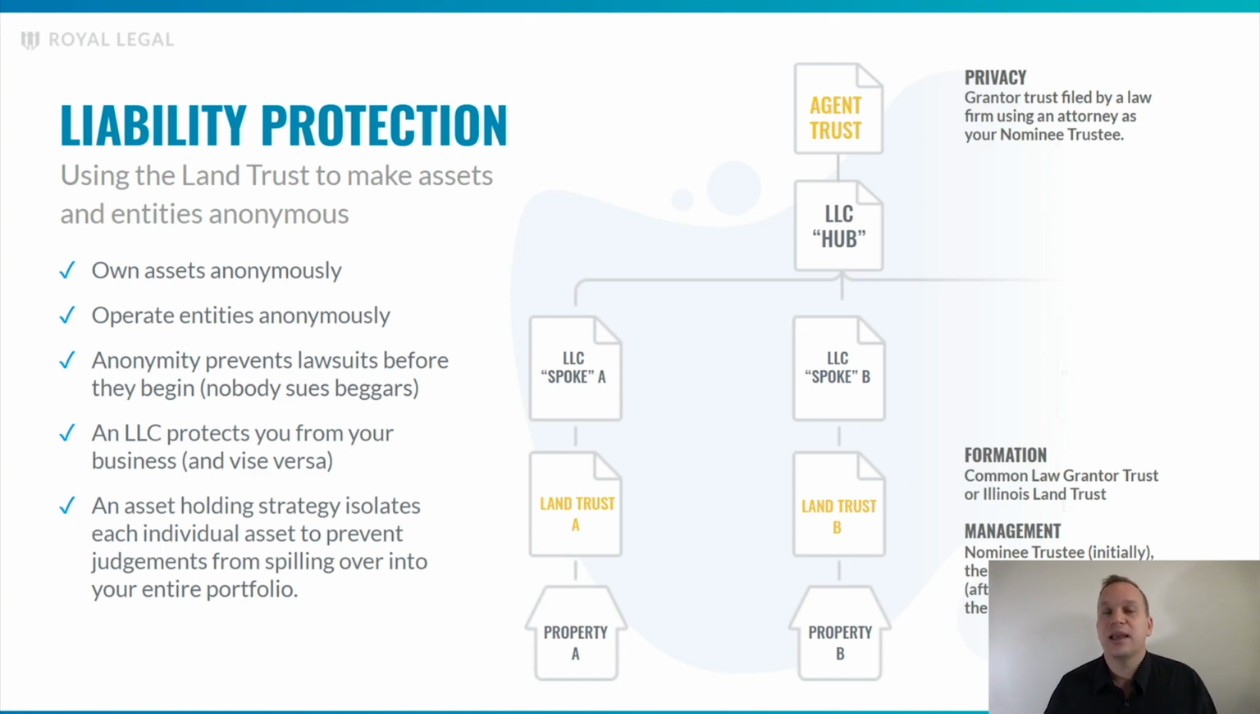So if they sued property A, they can only get to the assets that are held by the LLC spoke A, and that's only that single property. And if you're ever sued, they can't get to any of the assets, because you want to be like the rich people are, right? Really rich people, they don't own anything at all. Everything they own is actually inside of an entity structure that's anonymously held exactly like this.